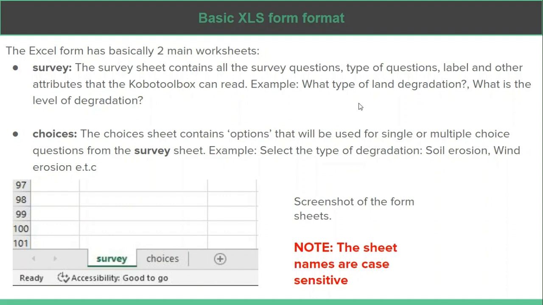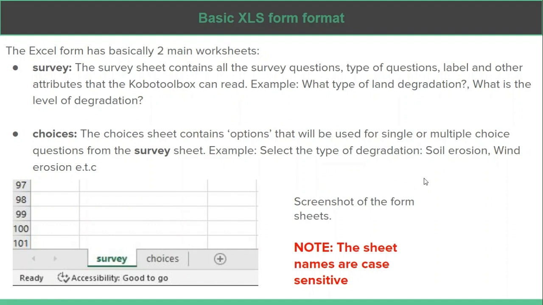Like, I'll give an example: what type of land degradation, what is the level of land degradation? All of these are questions for assessing land degradation. So all questions belong to the survey sheet, while the choices sheet contains options that will be used for single or multiple choice questions from the survey sheet. For example, if a question asks, what is your gender? The question remains on the survey sheet, while the options for gender, for example, male, female, or non-binary, belong to the choices sheet.